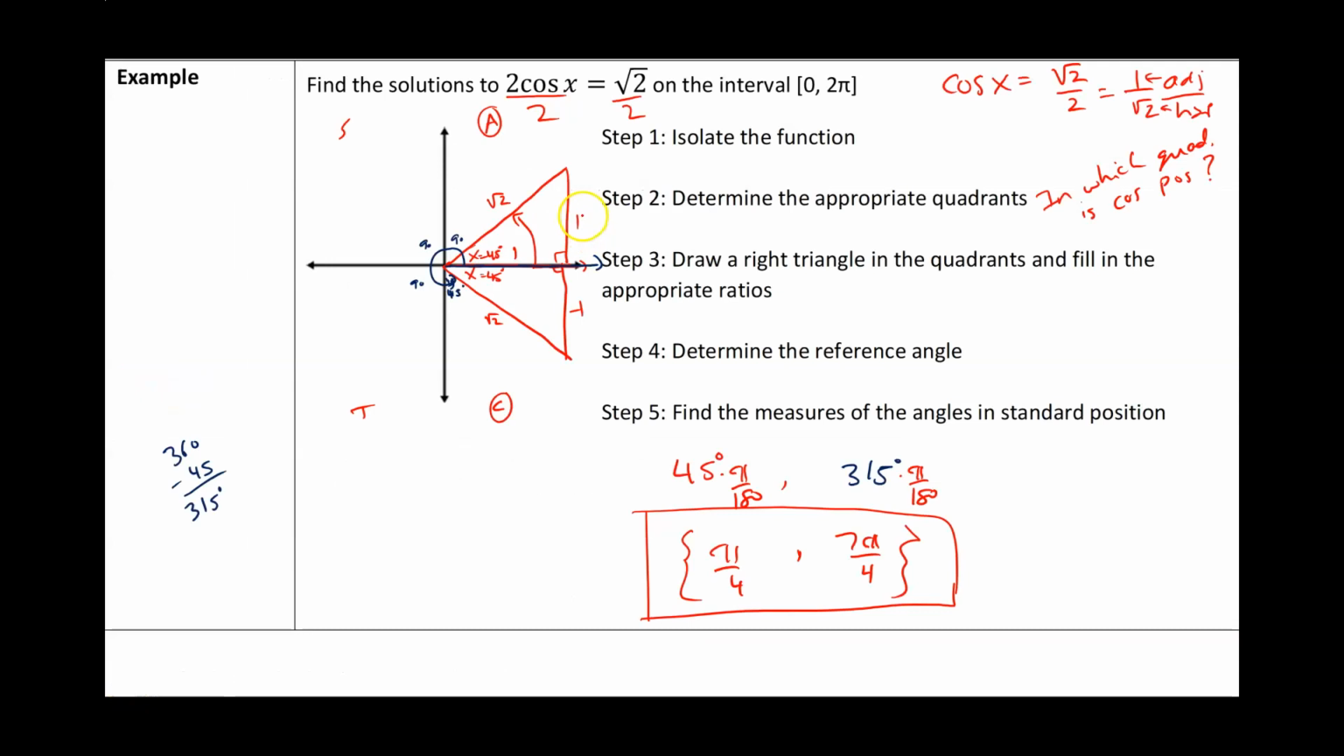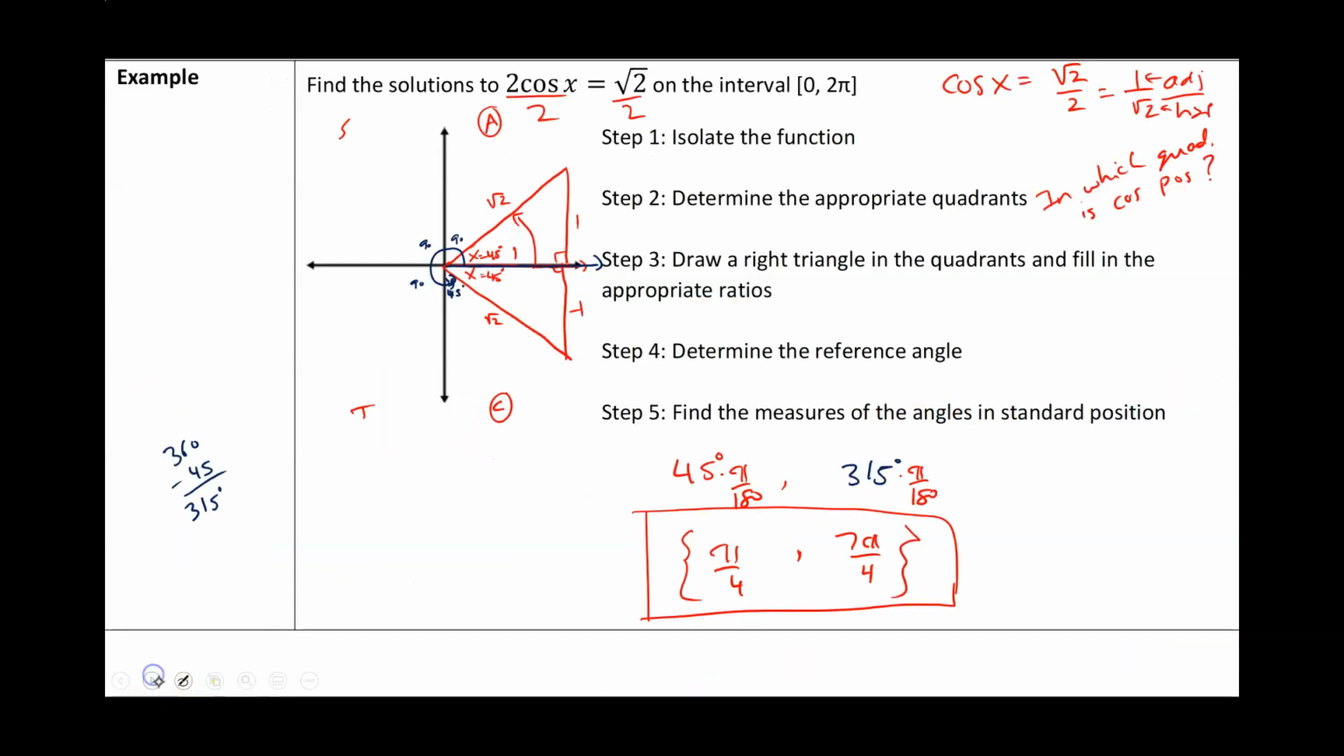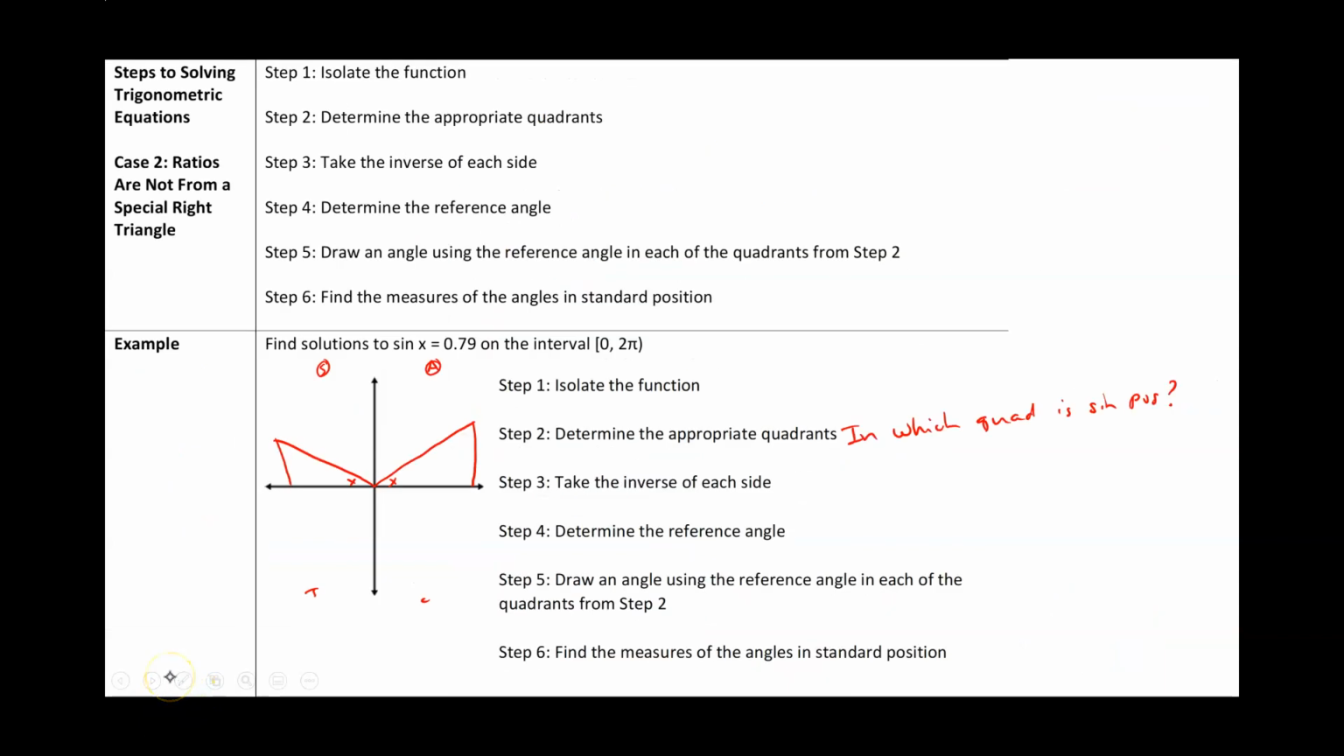But before, to find the value of x, because these were special angles, we can just say, all right, well, what's opposite of 1? 45 degrees. What's opposite of radical 3? 60 degrees. However, in this case, because we don't have these special right triangles, we need to find a value of x using a calculator.